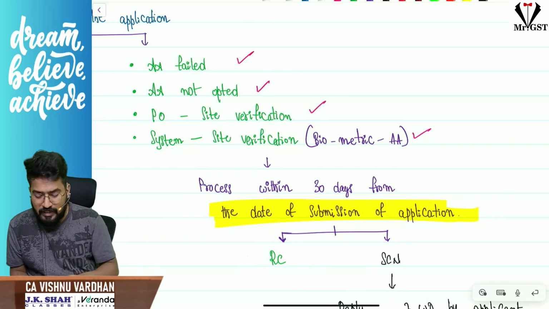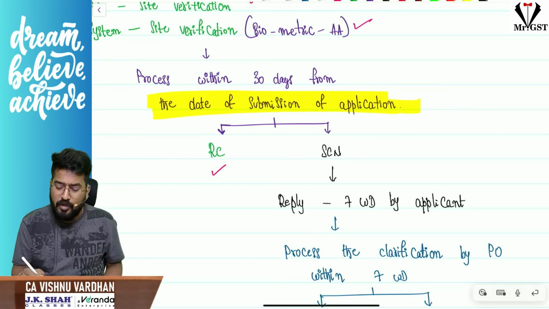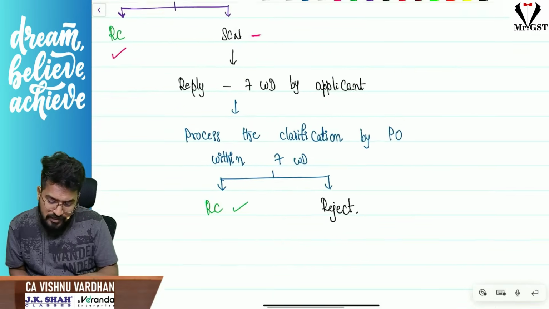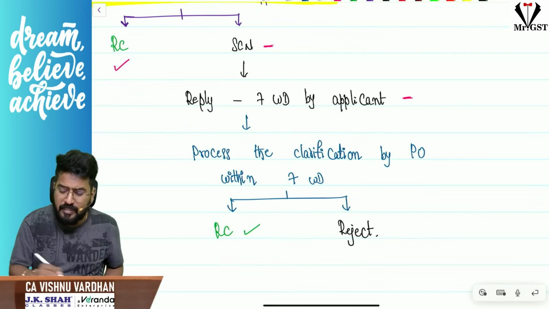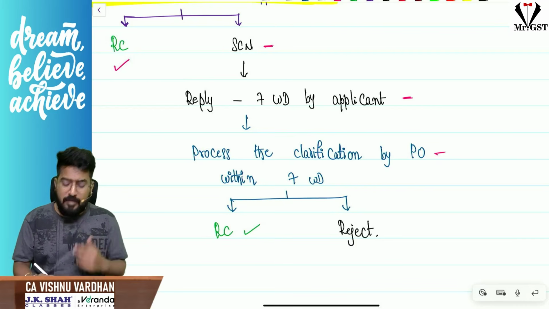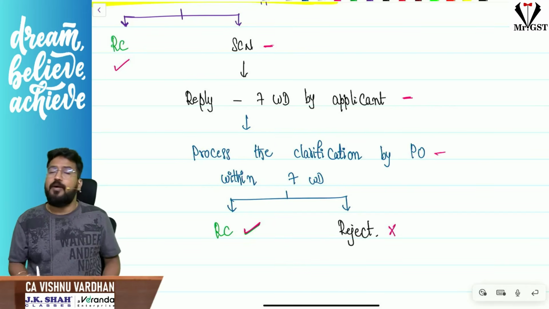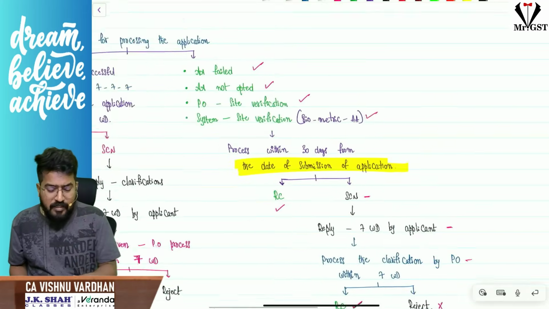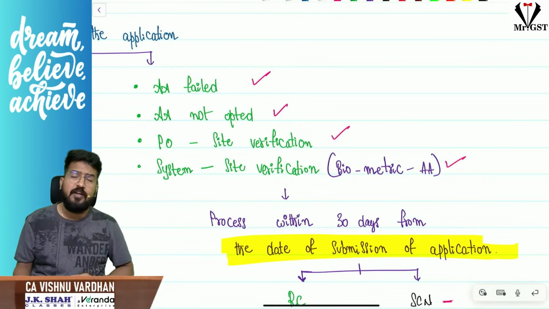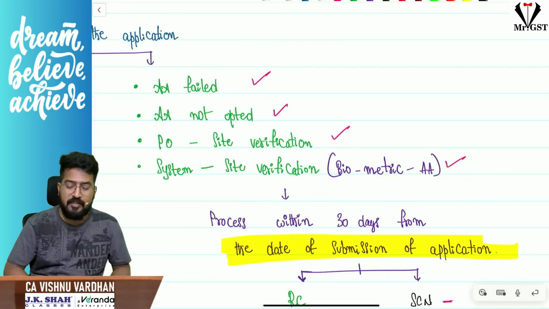Within 30 days from the date of submission of the application, they will either grant you the registration certificate or ask for clarifications by sending a show cause notice. Again the same story: you should reply to the show cause notice within 7 working days. If you reply within 7 working days, the proper officer may be happy with that reply and grant you the registration certificate, or if he is not okay with it, he will reject your application.